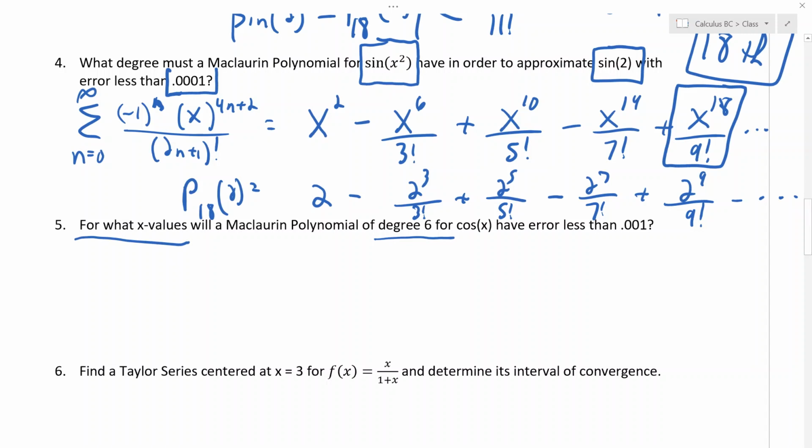The further you get from the center, the more the error increases. So I'm asking you, how far can I go? We're going to do the same thing I just did for this last question. It's going to look a little different, but I'm going to use the calculator to do it.